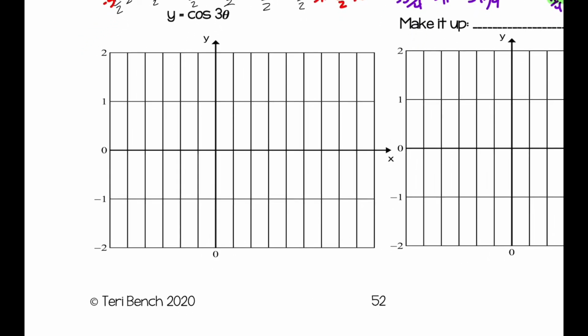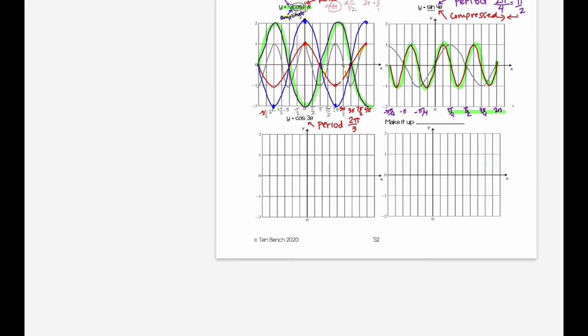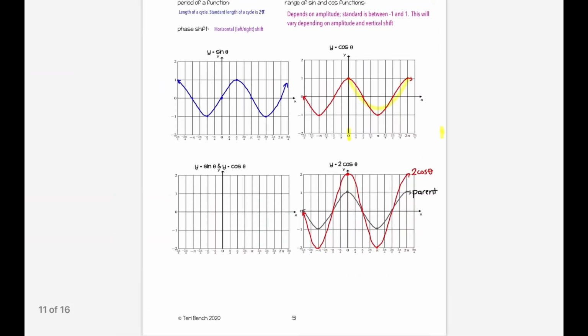Okay, now this next one, this is probably the hardest one here, because when you have something like an odd number that's affecting the period, that's going to be a little bit trickier. So the period on that, you're going to do 2 pi divided by 3. So 2 pi thirds.